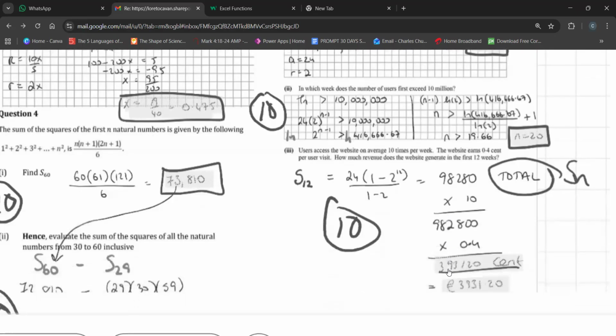Okay. How about this last one that says users access the website on average 10 times per week? This one could be a bit challenging to interpret. They said users access the website on average 10 times per week. It now says the website earns 0.4 cents per user visit. How much revenue does the website generate in the first 12 weeks?